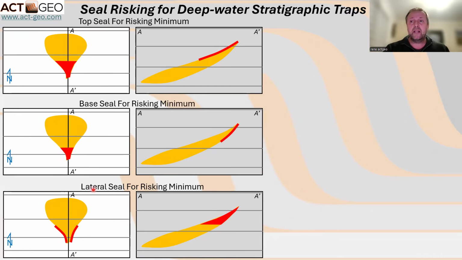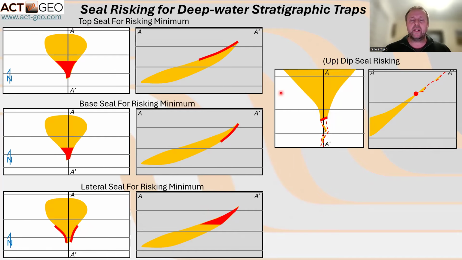Lateral seal. So for me, lateral seal is just that. It's the lateral parts of the system. It's the edges of the depositional system. And then typically what we spend most time on is what I call dip seal or up dip seal. Sometimes people call this lateral seal as well, but to really differentiate this, I call this dip seal. And that is sealing in the coeval deposits that are in the classic strat trap part of the feeder system.